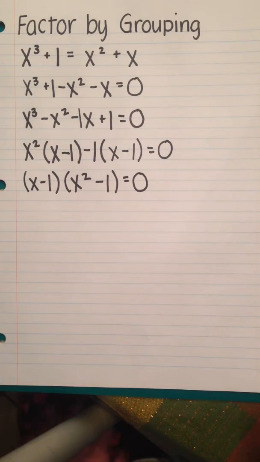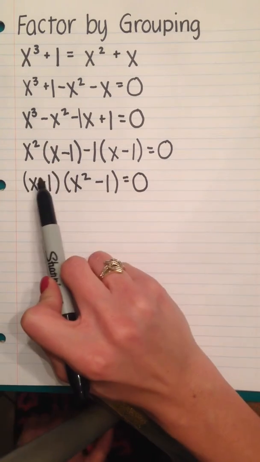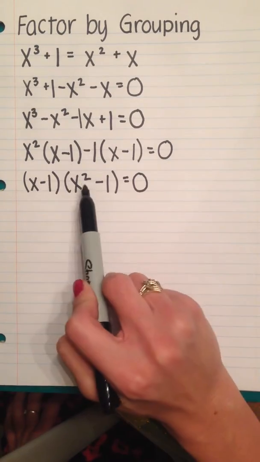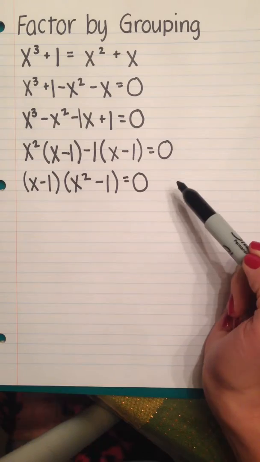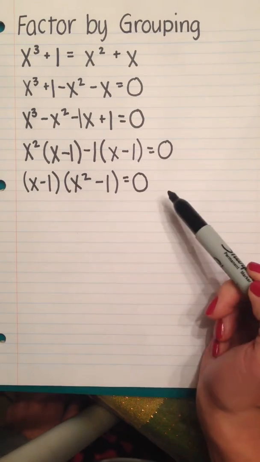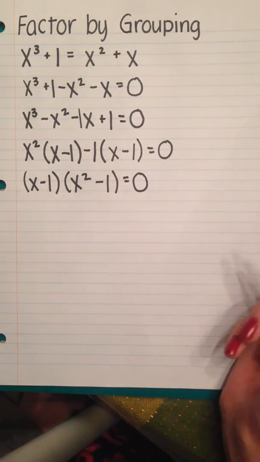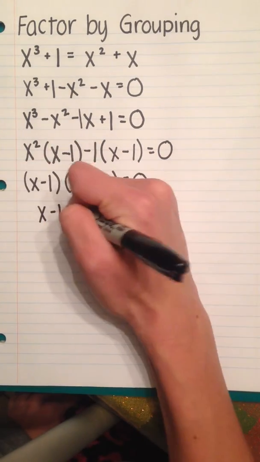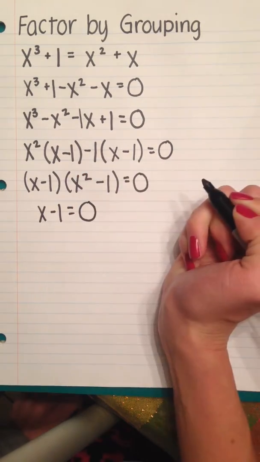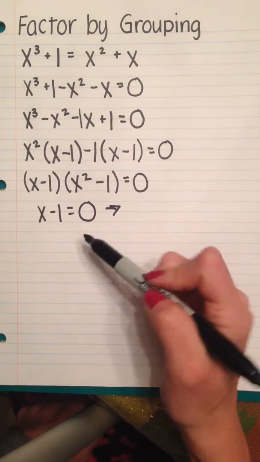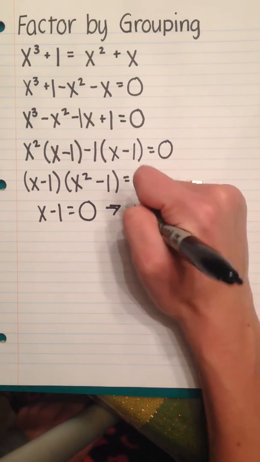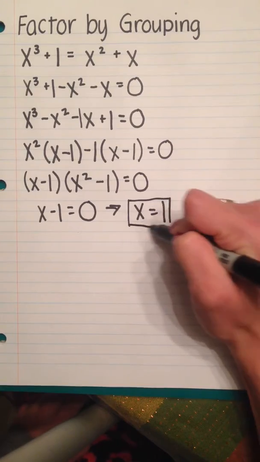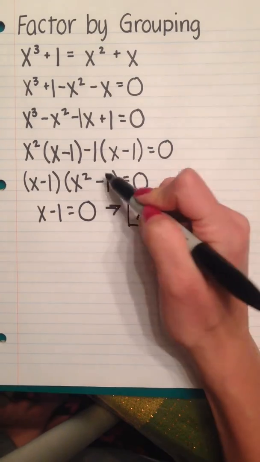Now to solve for x, we know that anything times anything equals 0 means that one of these terms, or both of them, has to be 0. So we'll take each one individually, set it equal to 0, and solve for x. So we have the first one, x minus 1, set it equal to 0. Now all we would do is add 1 to both sides, leaving us with x equals 1. And hey, we have a solution.